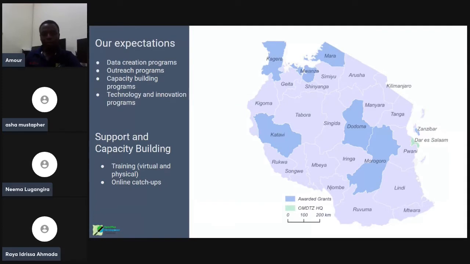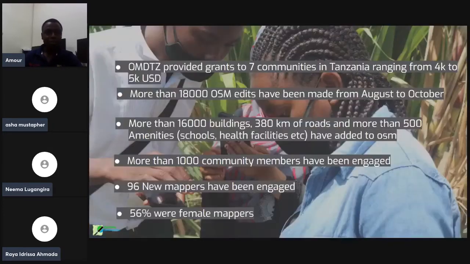Normally we do it online, as you can see, because Tanzania is a huge country and we can't move around at all. So to cope with time, we are doing these online catch-ups, until maybe we need a physical visit, then we do a physical visit. The project itself is from the community. The community started implementing the project.